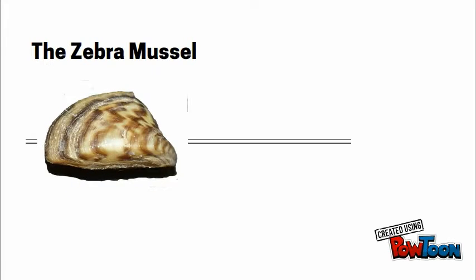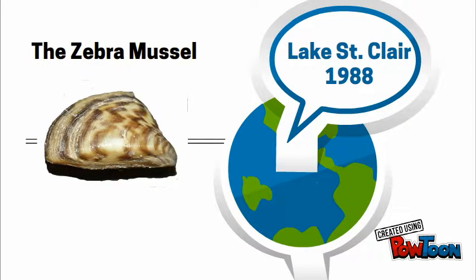About the zebra mussel. The zebra mussel was first seen in Lake St. Clair in 1988 and spread to all the Great Lakes by 1990. Its introduction caused disruption to fish communities in the Great Lakes.